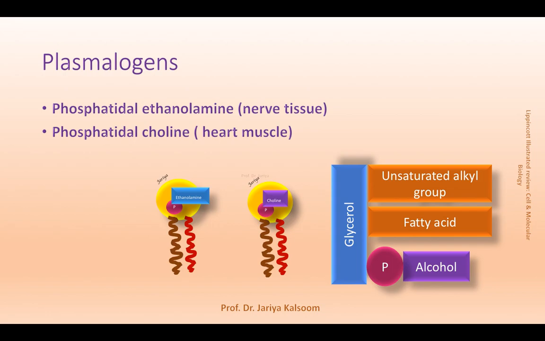Plasmalogen is another lipid of the membrane. In plasmalogens, the fatty acid at C1 is replaced by an unsaturated alkyl group attached by an ether instead of an ester linkage. So, these have "al" rather than "yl" at the end of their names.